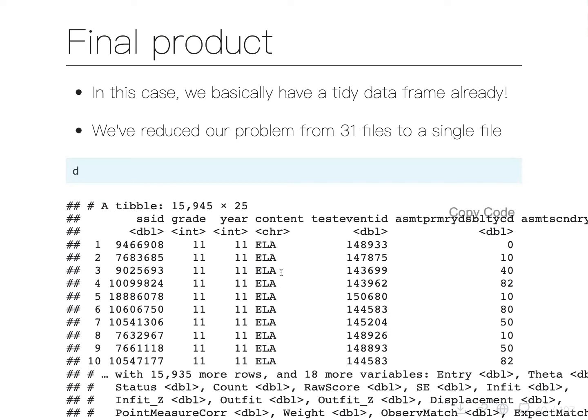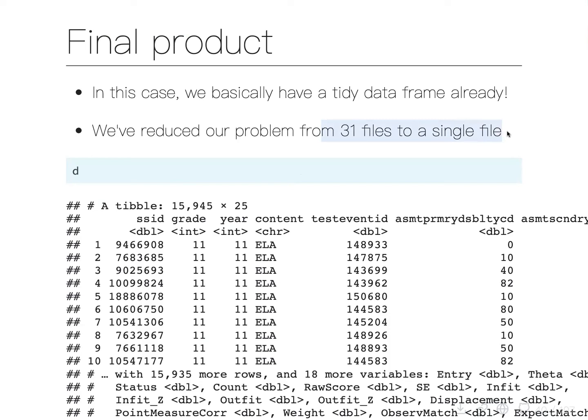Had these data been stored slightly differently, so they had all of those columns in there already, we could just do map_DFR and omit the .id argument and we'd be fine, right? But in this case, it did not have those. So we have to use map_DFR to identify which rows represent which data. Okay, so we've reduced our problem from 31 files to now a single file.